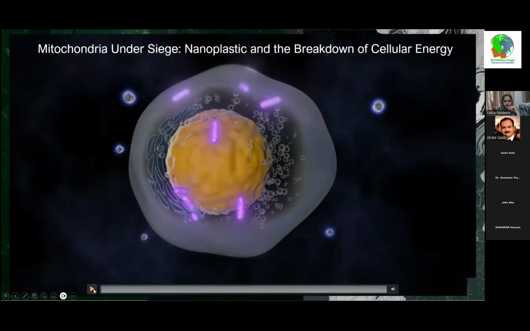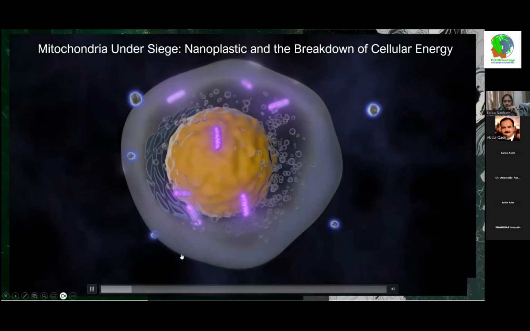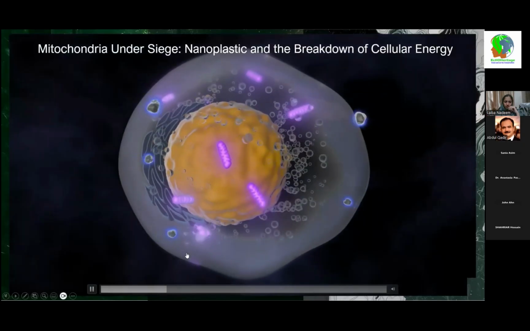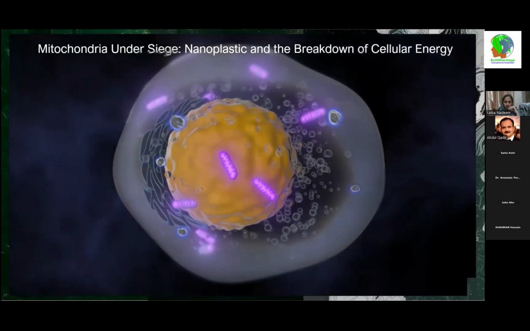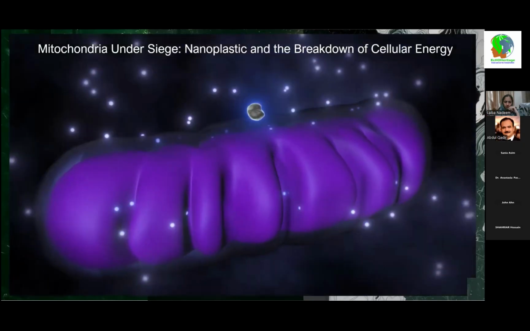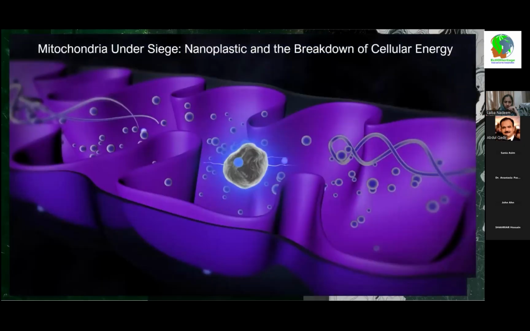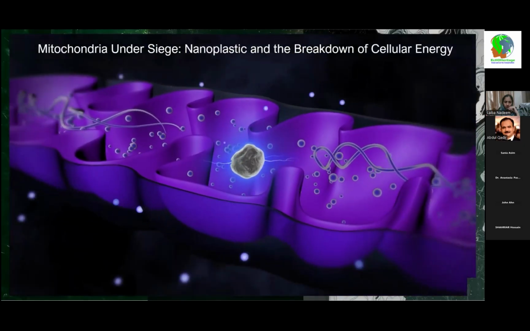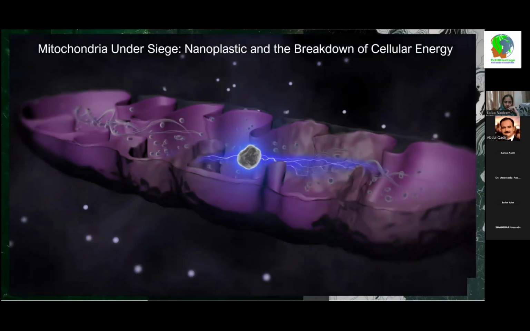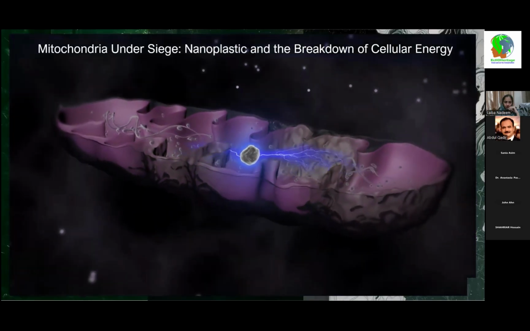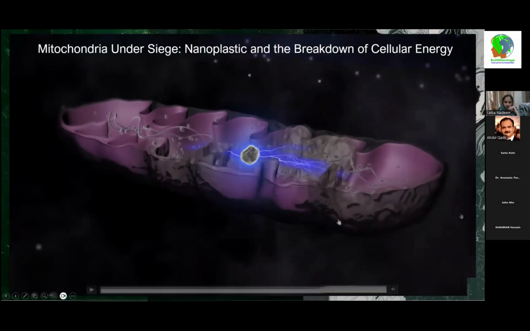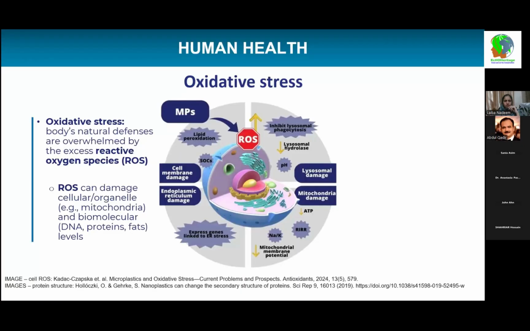The electrostatic charge and minute size of nanoplastic particles allow them to penetrate deep into the cell and accumulate even within mitochondria, disrupting their function. Such a condition is known as mitochondrial dysfunction, a state in which mitochondria can no longer perform their essential roles.